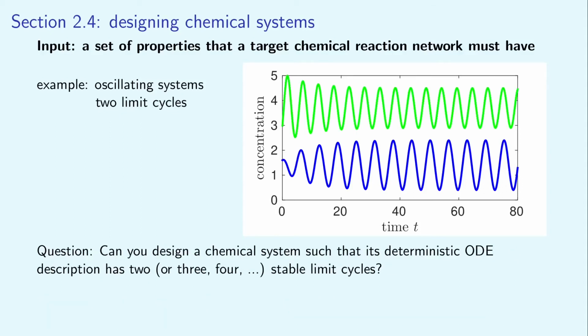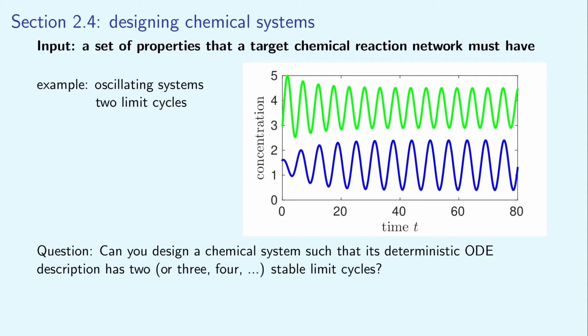My next example is to construct a chemical reaction system which has two limit cycles. I have schematically drawn the time evolution of such a behavior here. Depending on the initial condition, the solution of deterministic ODEs will converge to one of the two limit cycles. The blue trajectory converges to the first one, and the green trajectory converges to the second limit cycle. So my updated question is, can you design a chemical system such that its deterministic ODE description has two stable limit cycles? It could take you more time to find an answer to this question. We do not have such an example in the lecture notes.